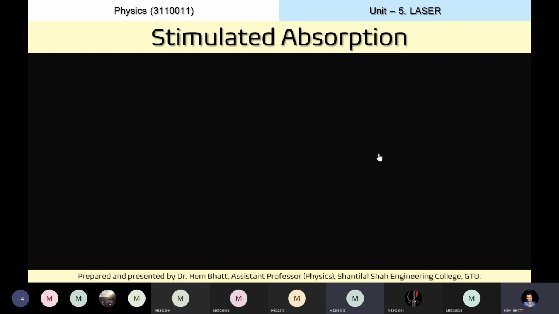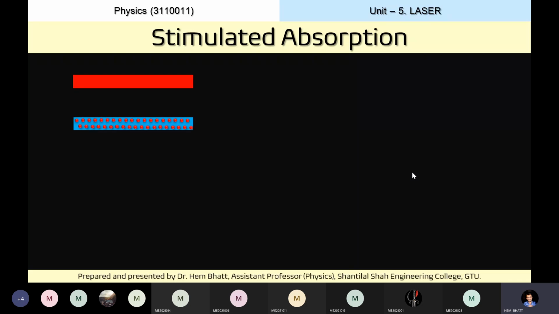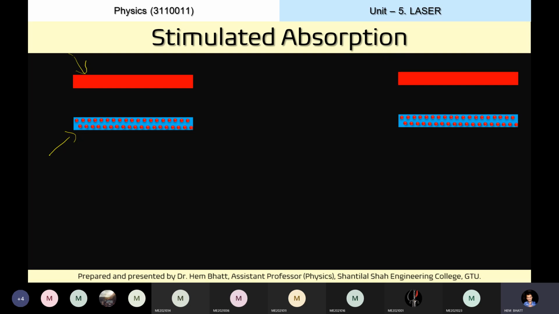Now this logic is applicable even for electrons. See, there are two possibilities. Let us consider a situation where you have some electrons in the ground state. This is the ground state, and this is the excited state. I will consider one more situation with the same number of electrons in the ground state, which we call n1. There are n1 electrons in the ground state. The excited state is empty.